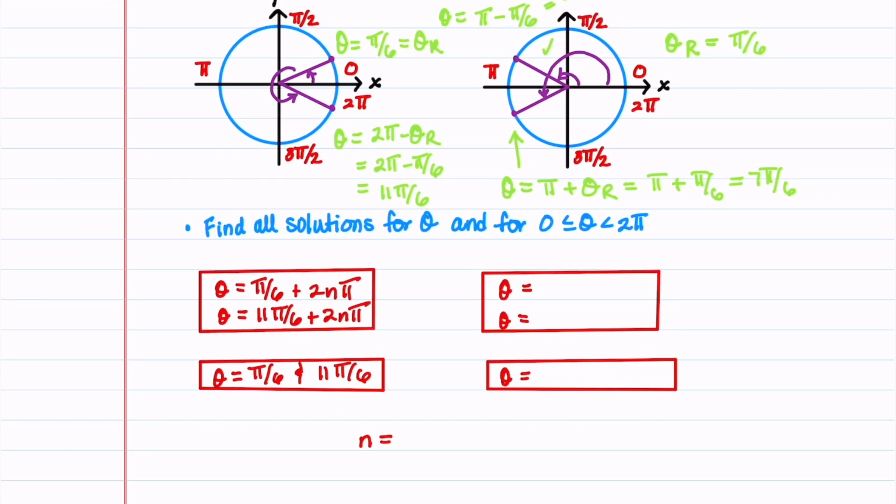So our solution is going to be 5 pi over 6 plus 2n pi, and then 7 pi over 6 plus 2n pi. And our solutions between 0 and 2 pi are just 5 pi over 6 and 7 pi over 6. And we'll remind ourselves that n is an integer: 0, plus or minus 1, plus or minus 2, etc.